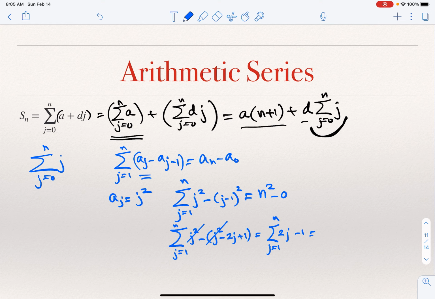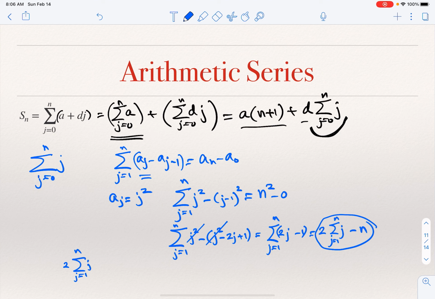Again, I can take the 2 outside the summation. So 2 times the sum of j from j equal 1 to n, minus the summation of 1 from 1 to n. Okay, so minus 1 plus minus 1 plus minus 1, n times. So this is minus n. So this summation here is this. But what did we say? That this, 2 times the sum of j from 1 to n of j, minus n, is n squared.